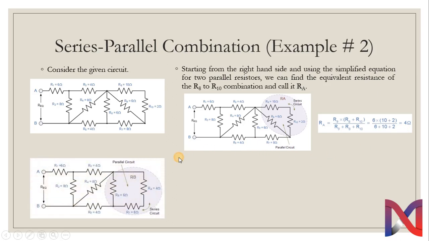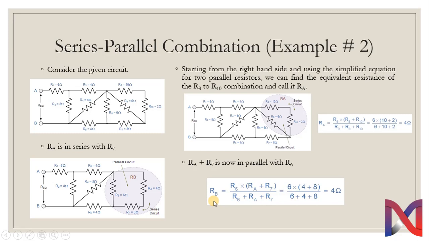The circuit becomes simplified as we move 3 resistors into one in terms of RA. So here we have RA and R7 in series and R6 in parallel to both R7 and RA. We have to solve the R equivalent for these 3 resistors in terms of RB as R6 multiplied by RA plus R7, divided by R6 plus RA plus R7, which comes out to be 4 ohm as well.